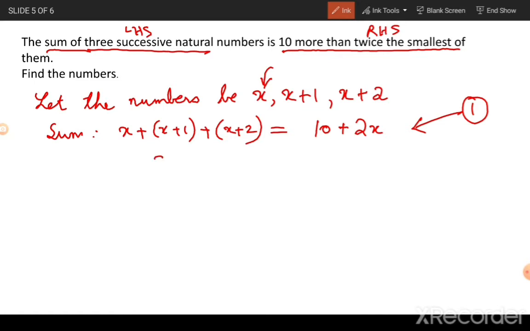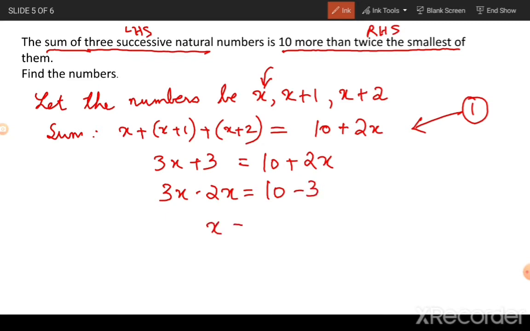So you have got 3x plus 3, when I open the brackets on the left hand side, is equal to 10 plus 2x. Taking all the terms with x to the left hand side, I have got 3x minus 2x is equal to 10 minus 3. So I have got x is equal to 7. So remember, the word problems are the same as the equations. Only thing is you have to take a little bit of extra effort to arrive at this equation 1. Okay, so read it carefully, it will be quite simple.